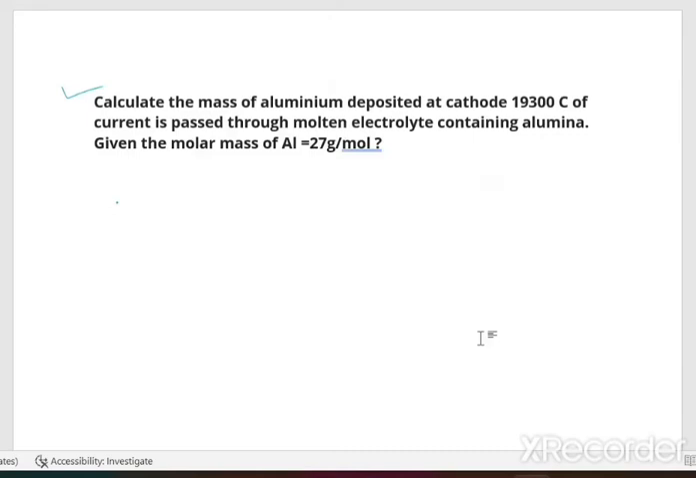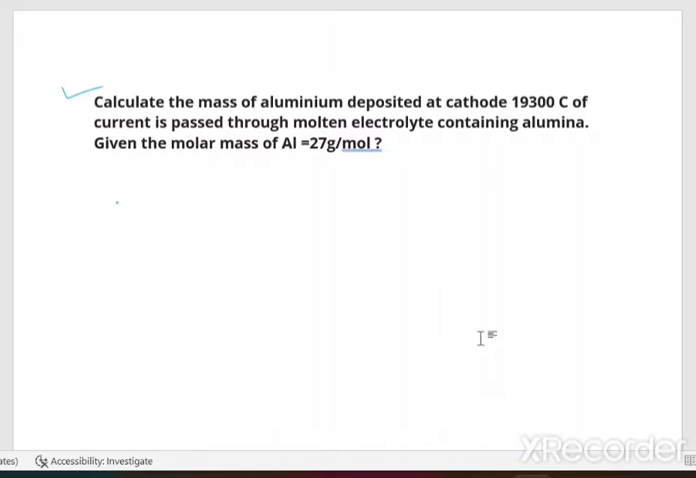Okay, so let's discuss this problem. The question is: calculate the mass of aluminium deposited at the cathode when 19300 coulomb of current is passed through molten electrolyte containing alumina, given the molar mass of aluminium is 27 gram per mole.